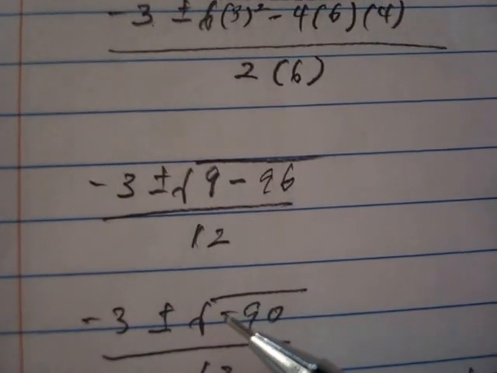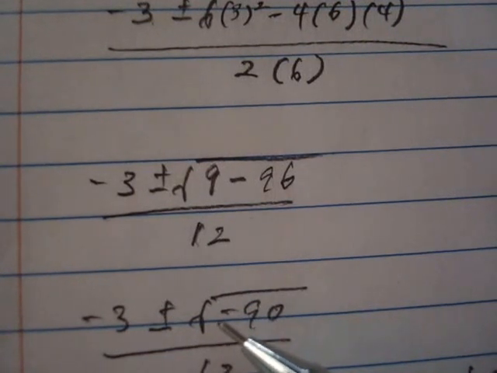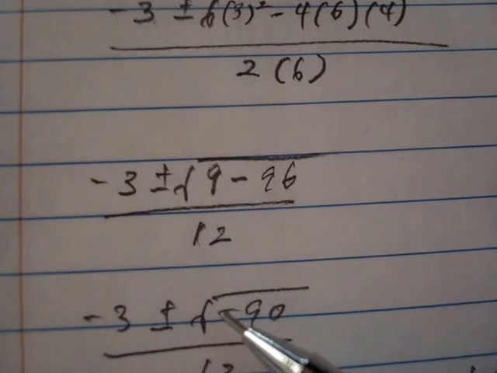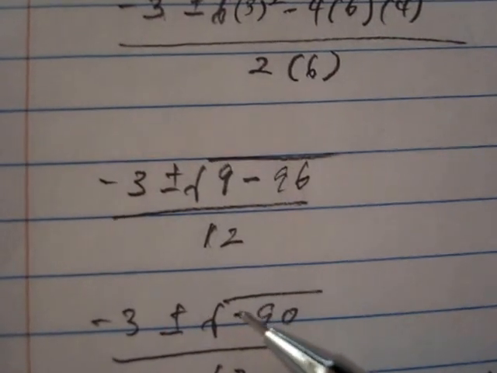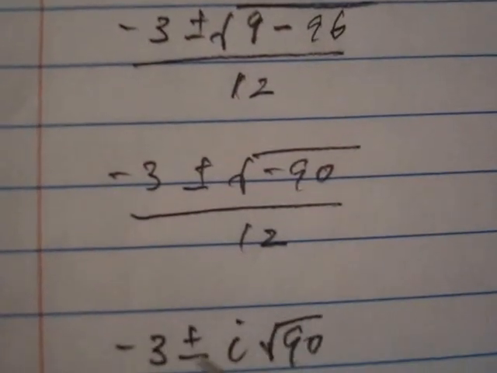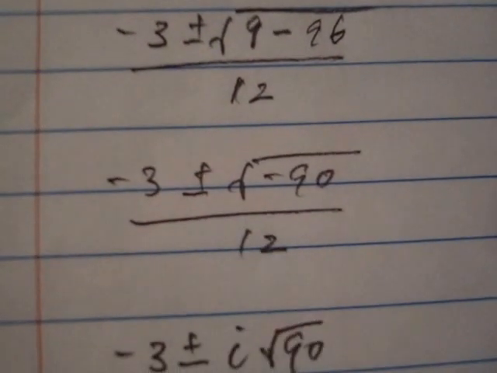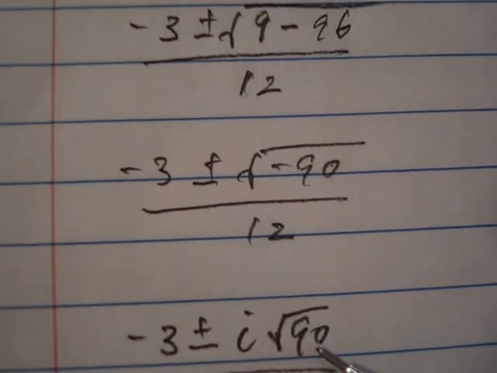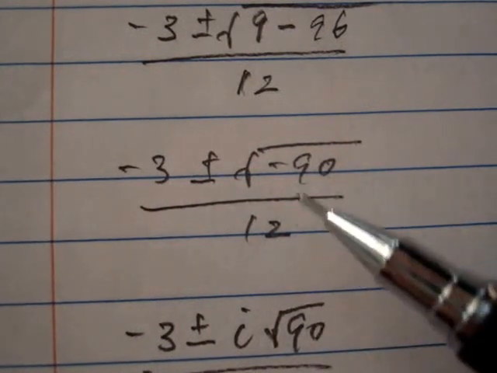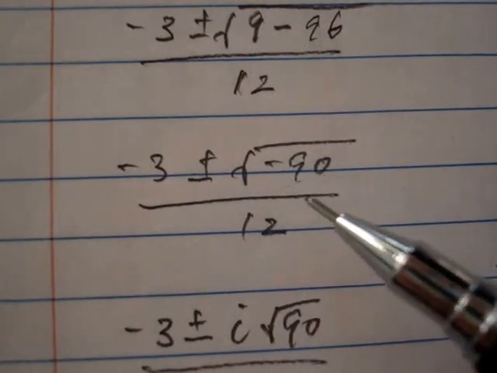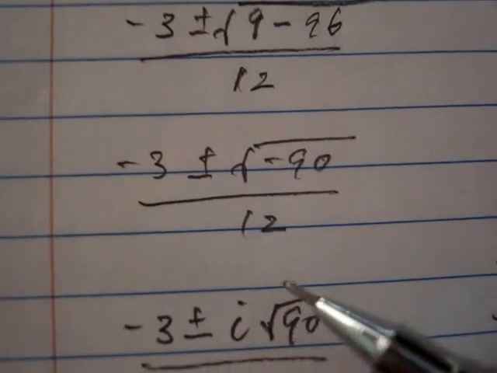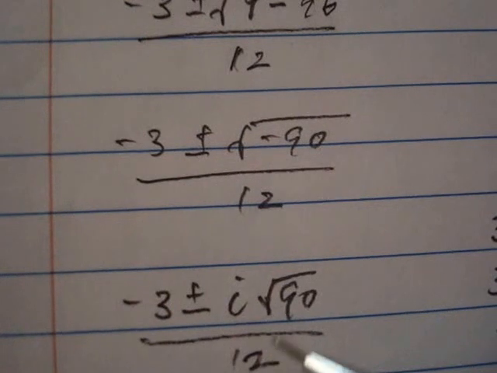Every time you have a radical with a negative inside the radical, you need to put an imaginary number next to it. So the imaginary number will be i. So negative 3 plus or minus i radical 90. Why do you put an i? Because once you put an i, you get rid of the negative inside the radical. So you're left with 90 divided by 12.